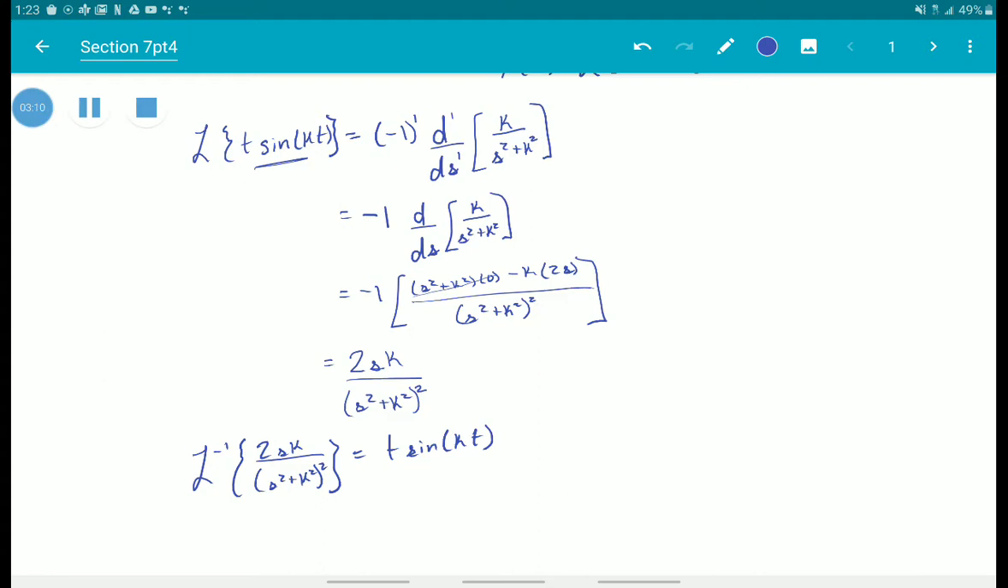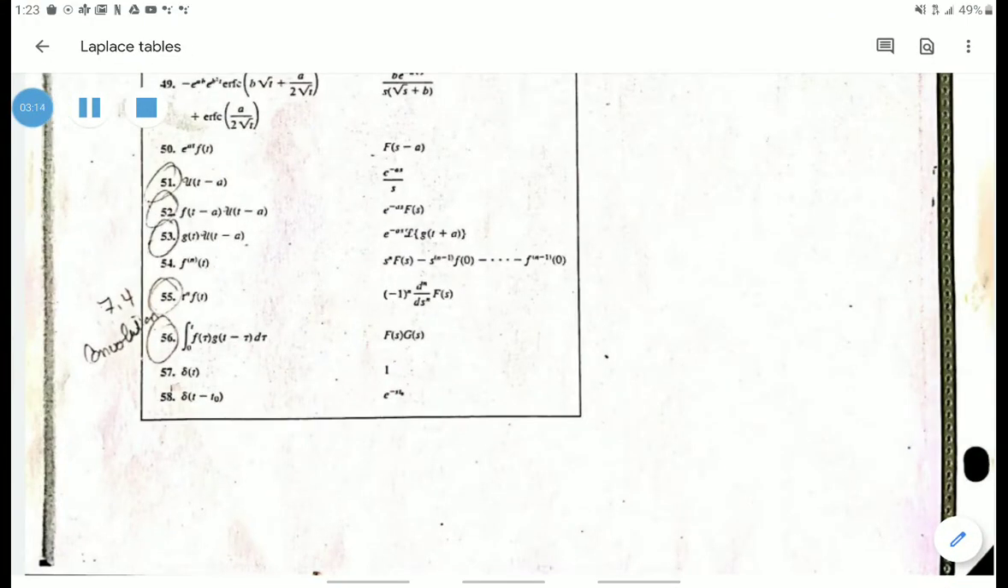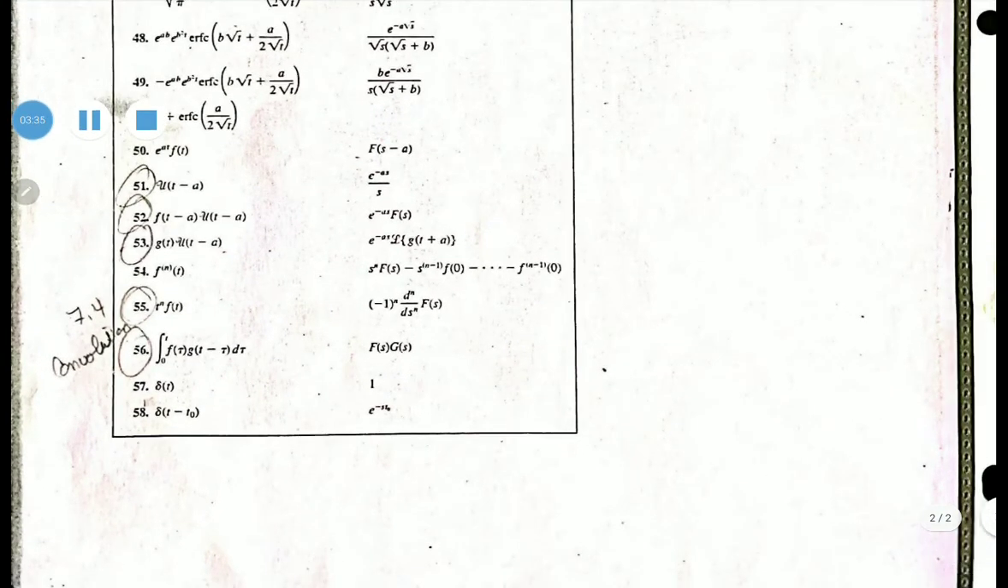Now, some of these are on the formula sheet, just to kind of show you where these are. This theorem is actually number 55 on our formula sheet. T to the n f of t. If we wanted to take the Laplace, we would get this guy. I'm not sure why that's fuzzy. There it goes. So we would get this. So that's our theorem 7.4.1.